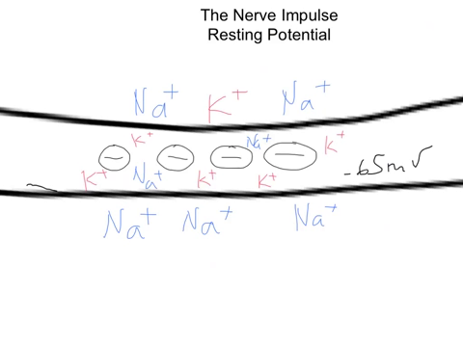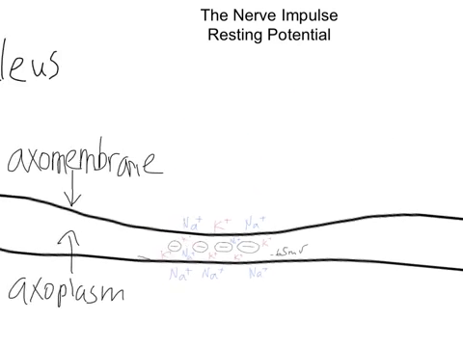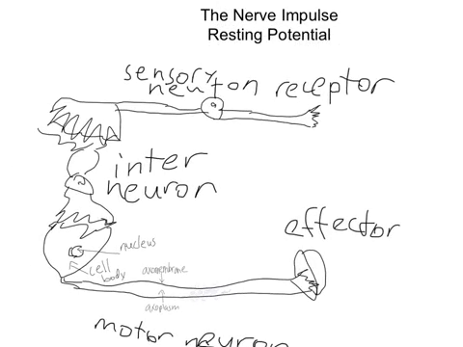Now that the sodium ions and potassium ions have returned to their original concentrations inside and outside of the axon, the nerve is now ready to send another nerve impulse across the reflex arc, so that when another action occurs, it is ready.